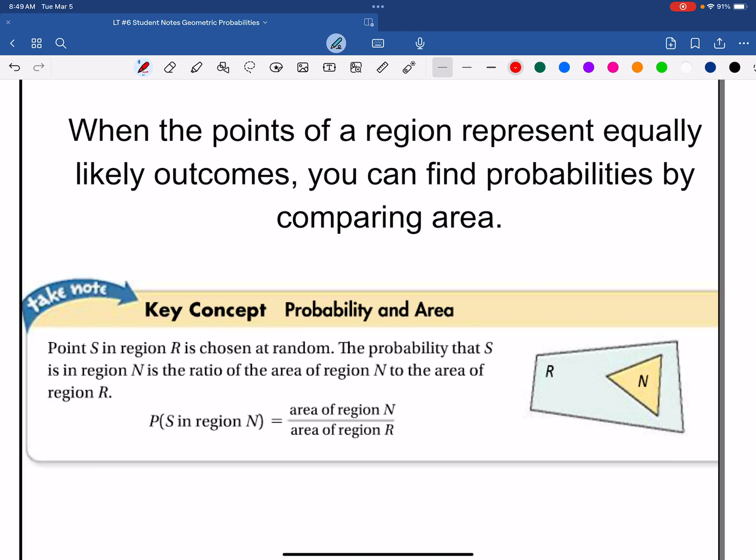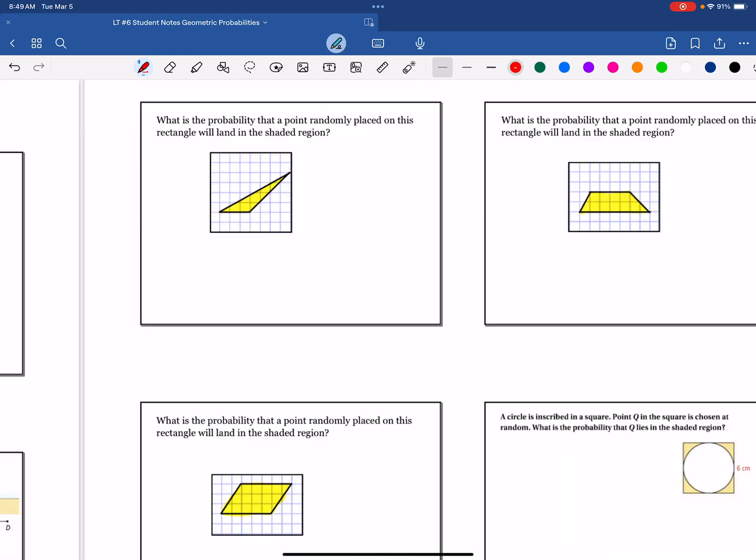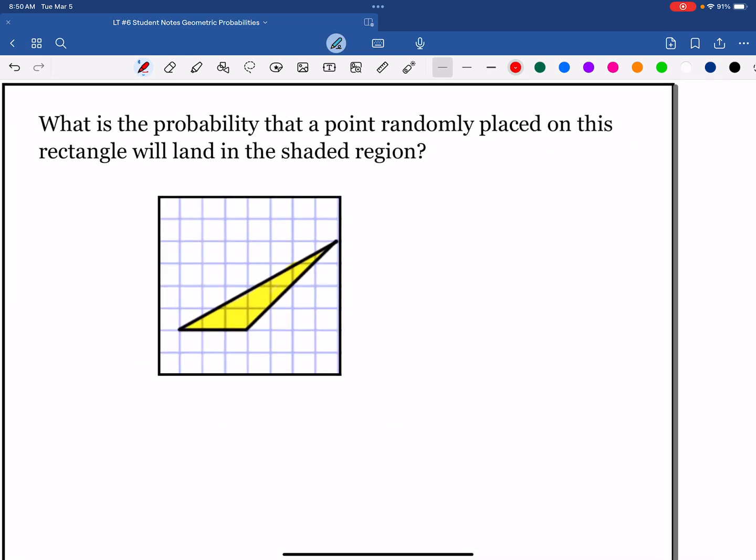Same thing is true with area. When you're looking at the probability that something lands in a specific region, you look at the area of that region over the total area. And that's what we're going to do here. So we're on a coordinate grid. What is the probability that a point randomly placed on this rectangle will land in the shaded region?